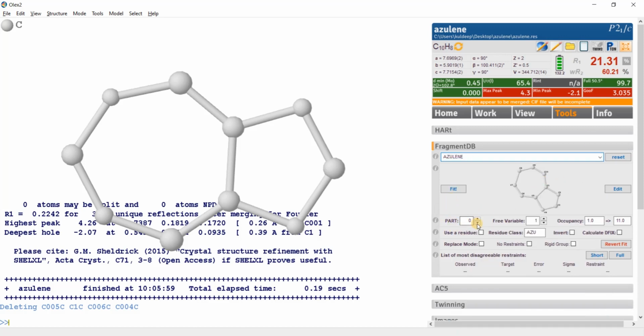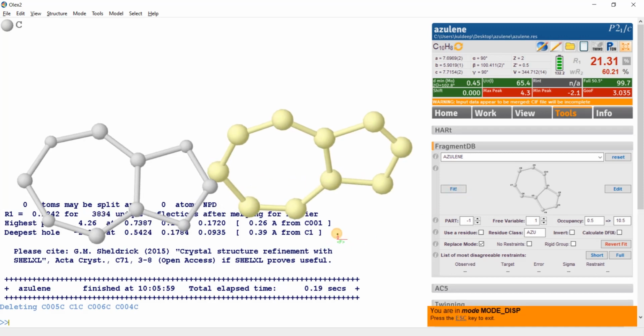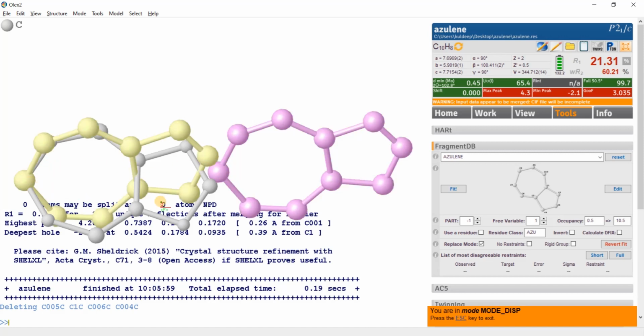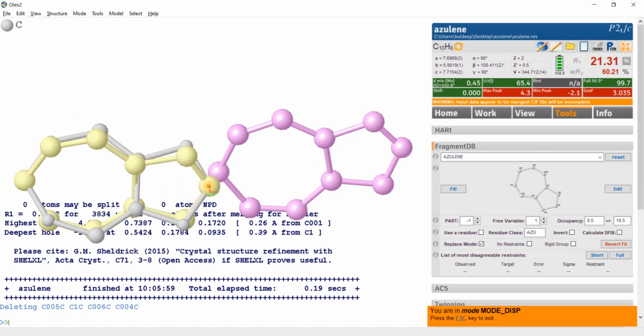Now the part should be -1 because the disorder is about the special position inversion center, so it is part -1, negative part number. Free variable I am using 1, and occupancy is of course not 1, it is 0.5. So now it is 10.5, and I am going to replace the earlier molecule, so I am using the replace mode, and I am going to fit. For fitting, choose any 3 atoms. This atom should be here, this atom should be here.